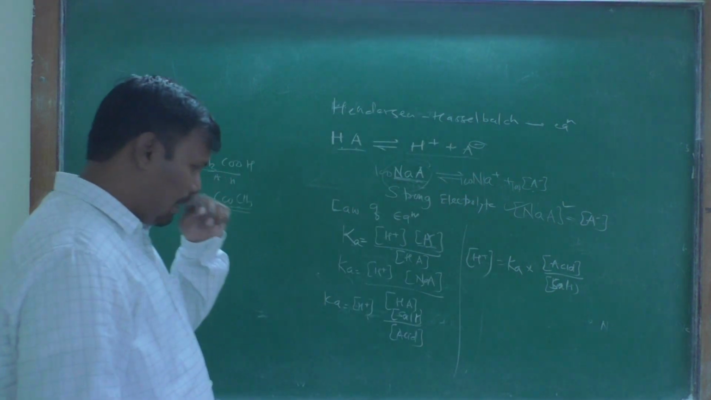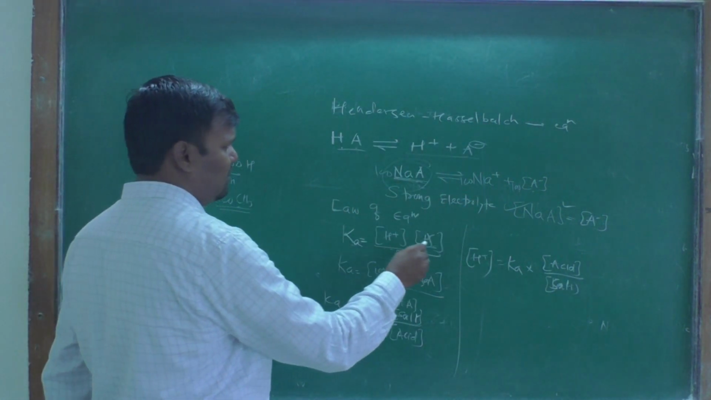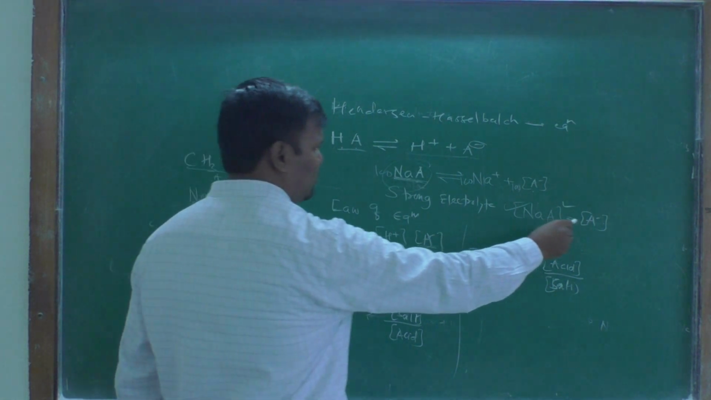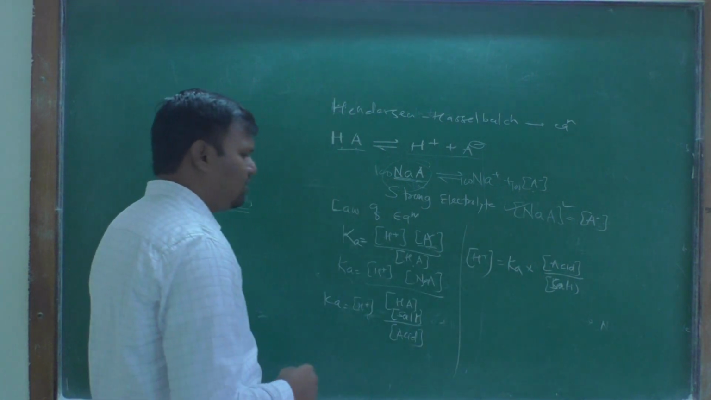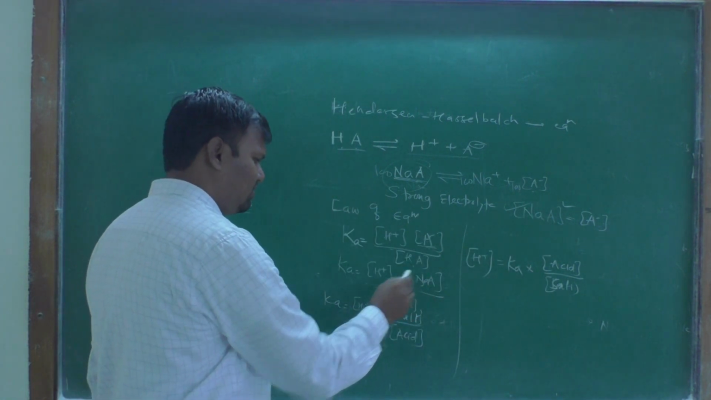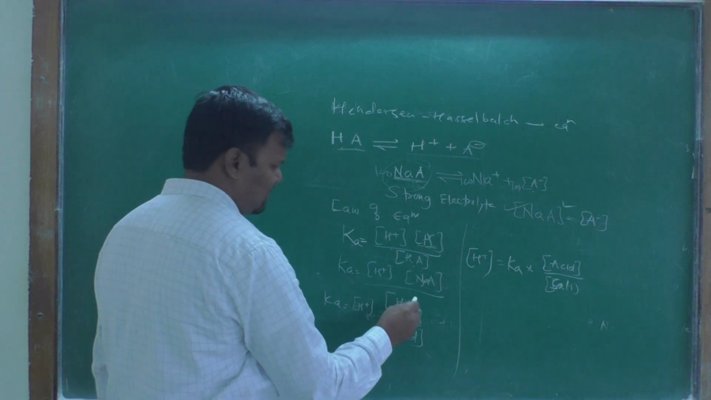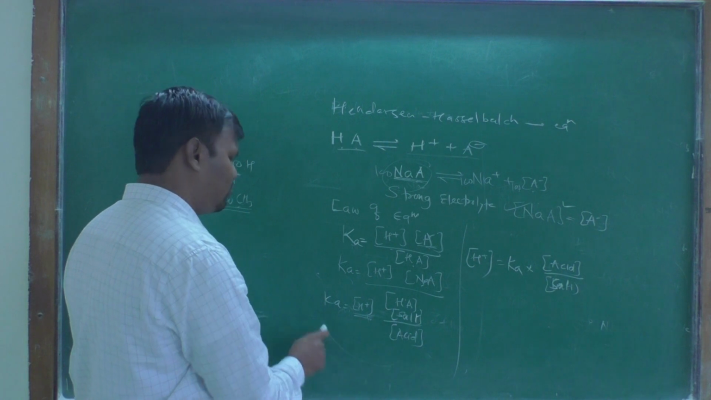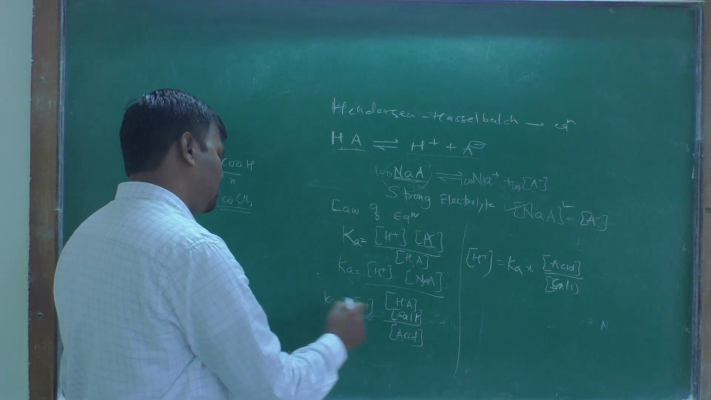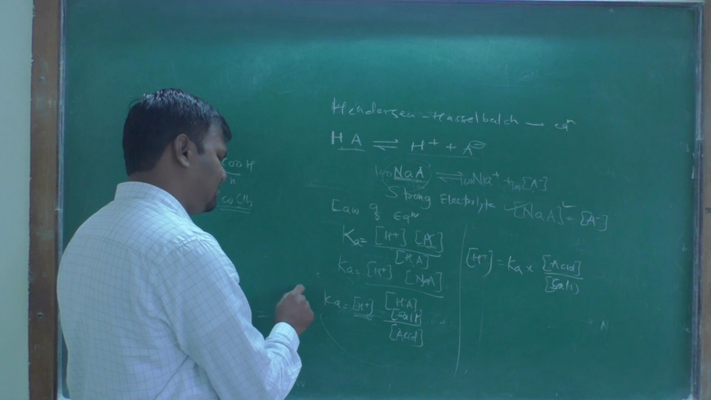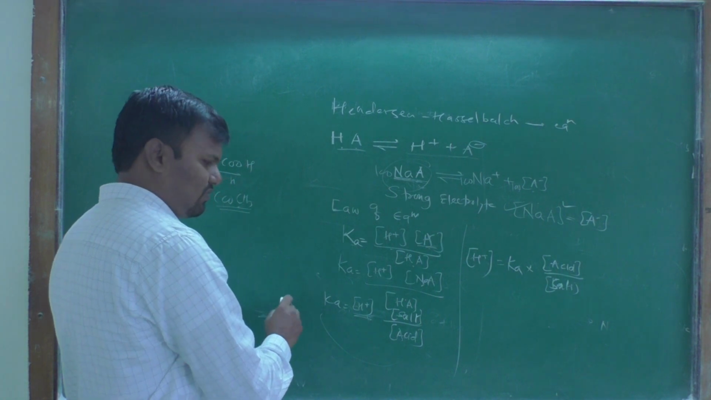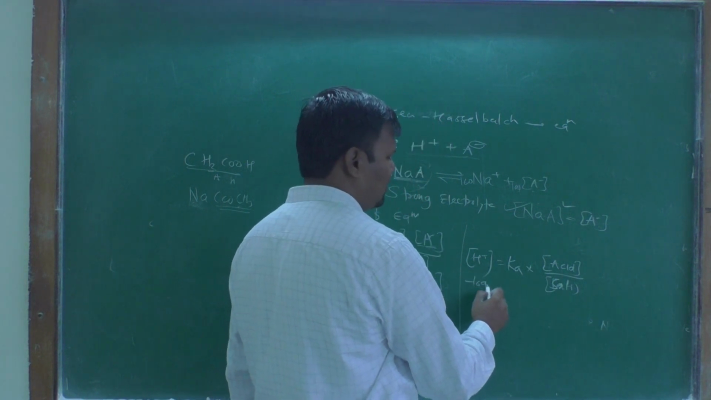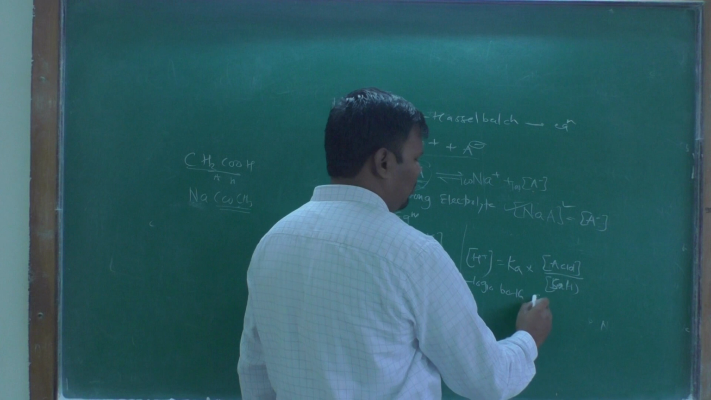If you consider H+ and A- upon HA, and you know that A- is nothing but the salt, you put the salt in place of A-. Salt upon acid. H+ stays on one side, and after transfer, acid is at the top and salt at the bottom. Now take the log to the base 10 on both sides.